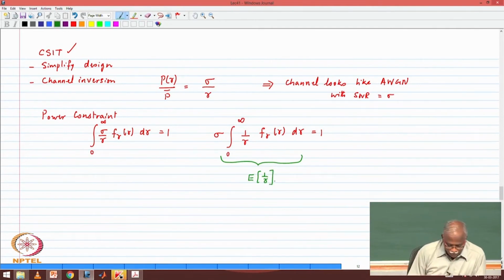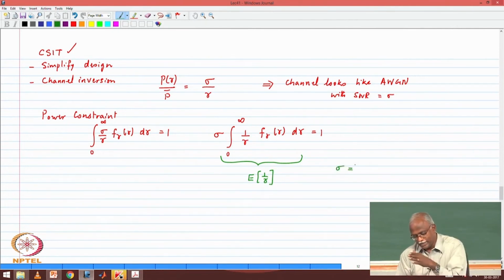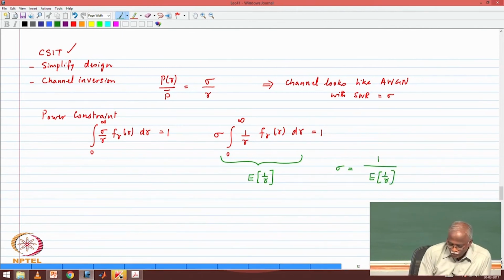Because that is going to... So, and what is your AWGN level or this constant SNR level? That will be equal to 1 divided by the expected value of 1 over gamma. So this is channel inversion. So if you now were to ask what is the capacity of a fading channel under channel inversion?